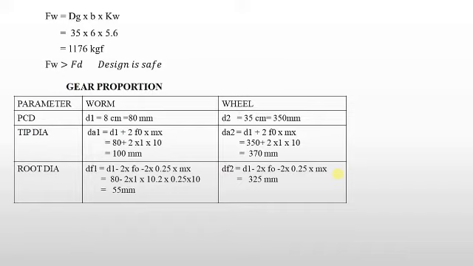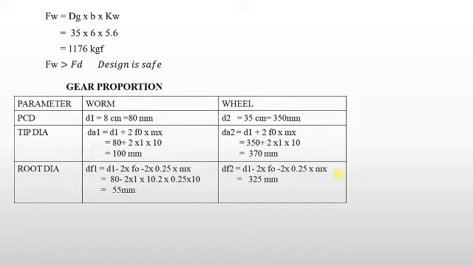Now tip diameter for worm, which is denoted by DA1. DA1 is equal to D1 plus 2FO into axial module. DA1 is equal to 100 mm. And tip diameter for the worm wheel is DA2, that is 370 mm.